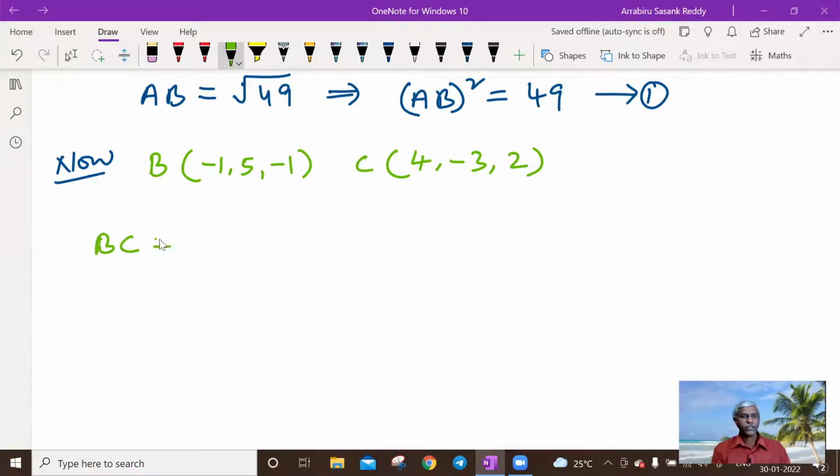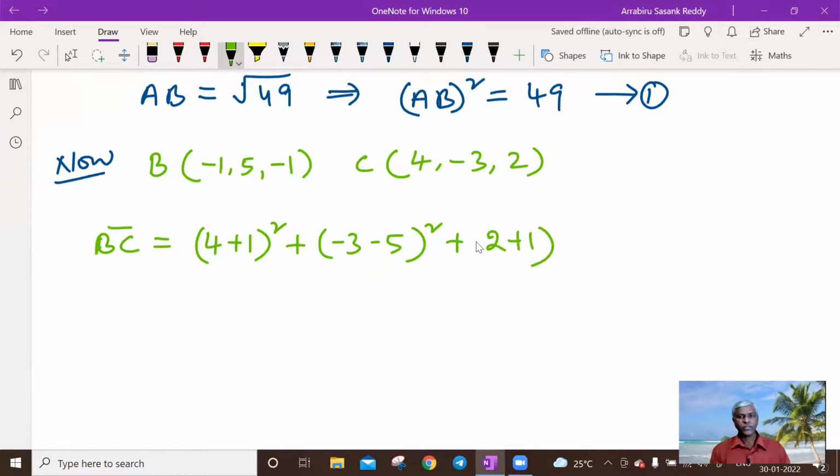Now let us find the distance between B and C. 4 minus minus 1, that is 4 plus 1. Minus 3 minus 5, whole square. 2 minus minus 1, that is 2 plus 1. Similarly, subtract x coordinates, y coordinates and z coordinates.